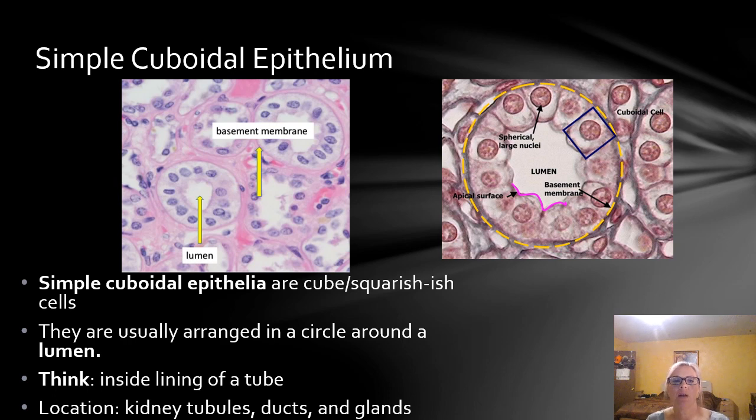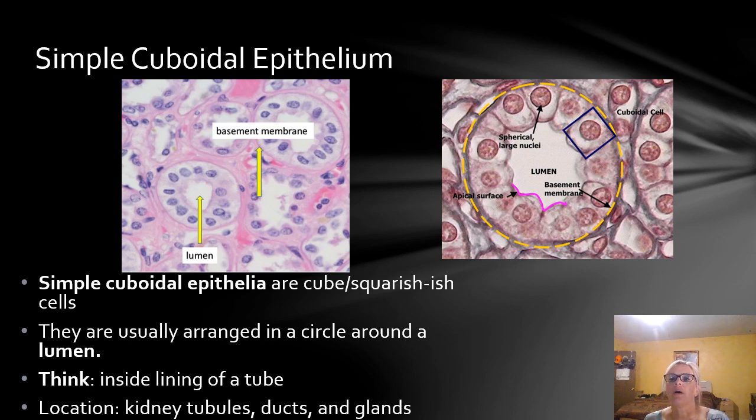So the pink highlight here is the apical surface. Let's see if I can show you right here. There's the pink highlight right there. All right, and so that is the apical surface. And then the basal surface is near what? The basement membrane. And so you can see that outlined in yellow. That is the basement membrane there. Okay. And so you can see these are surrounding a lumen in that circular pattern.